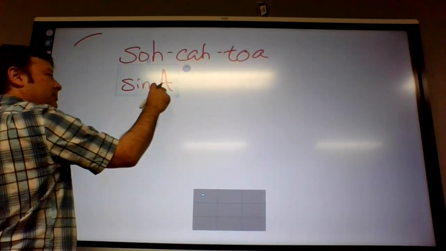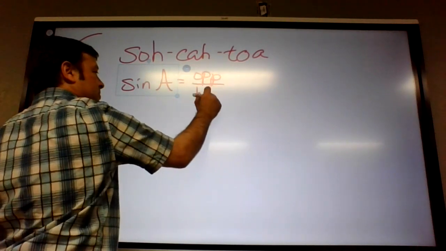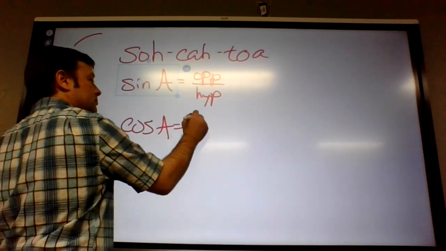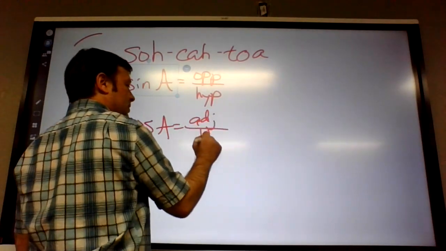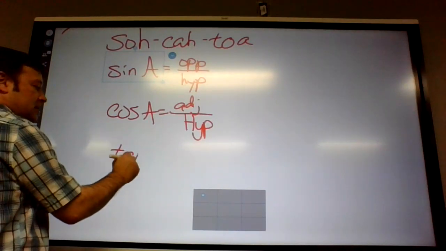This is the part that a lot of people forget. Equals opposite over hypotenuse. Okay, maybe I should just use one letter for that. And then TOA.